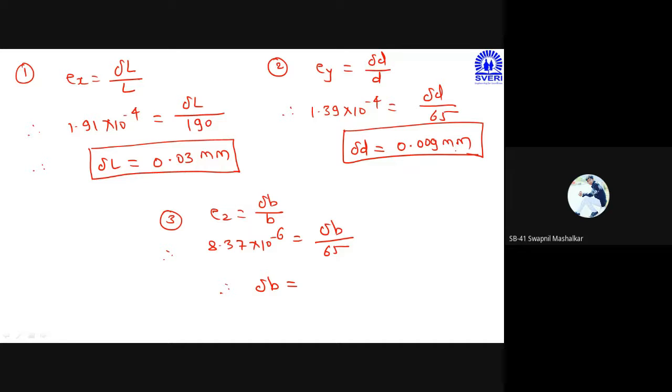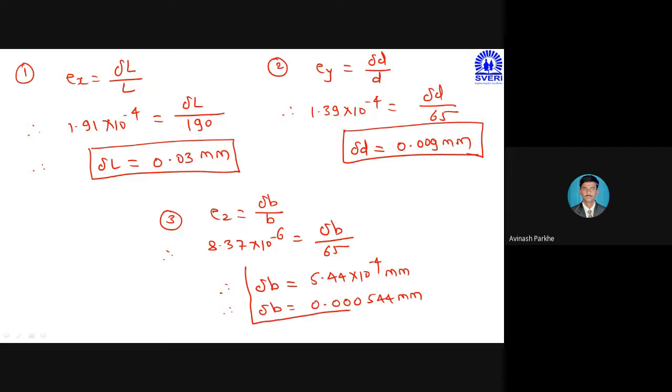5.408 into 10 raised to minus 4. Digits, it will be accepted. Therefore, delta B is equal to 0.000544 mm. So please check your answer. 5.44 into 10 raised to minus 4 mm.